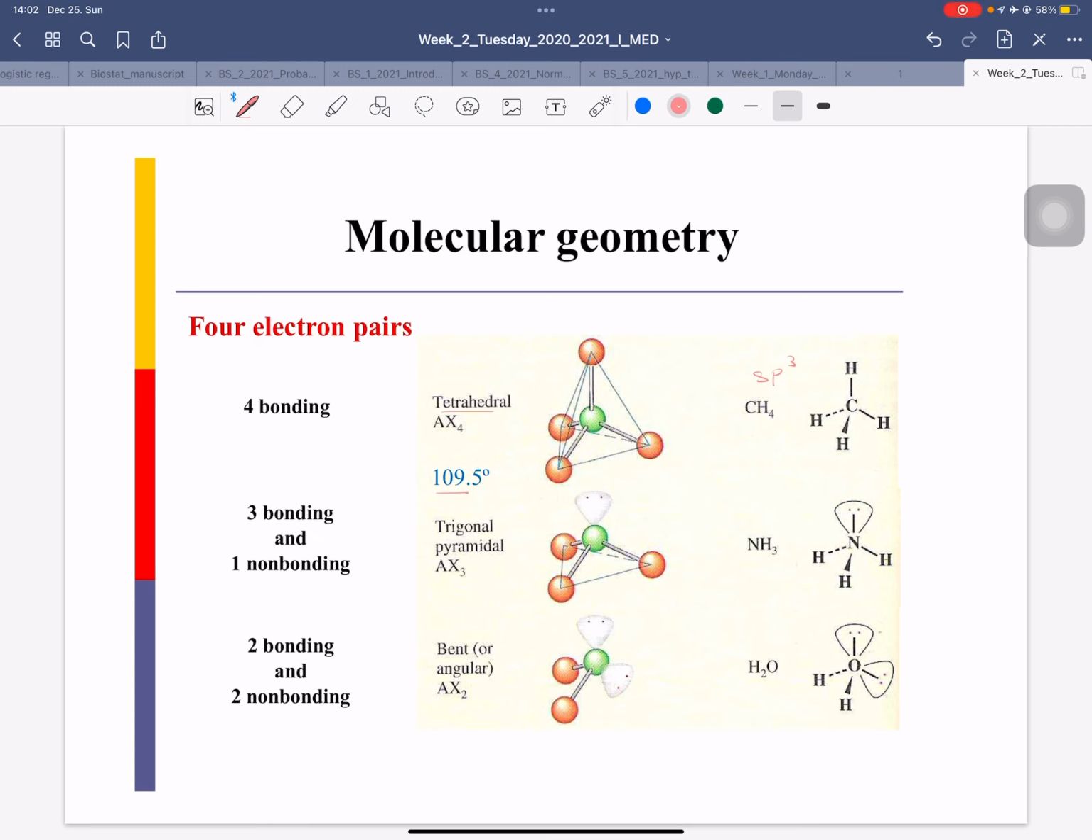But if we have 3 bonding and 1 non-bonding electron pair, for example AX3 with 1 non-bonding pair, it's group 5, and the most important example is ammonia. It is pyramidal because of the effect of the lone pair on the shape. And if we have 2 bonding and 2 non-bonding pairs, it is bent like water, because in water we have 2 lone pairs of electrons. This shape is bent also, but the angle is lower.